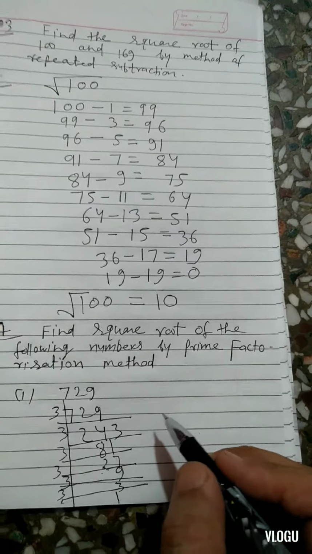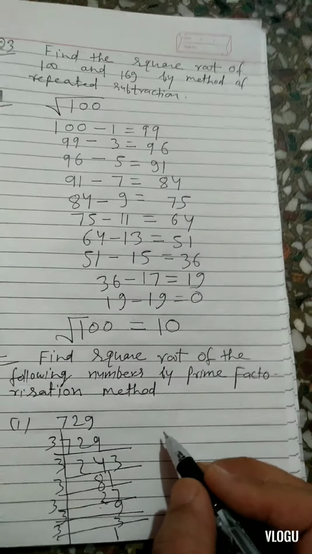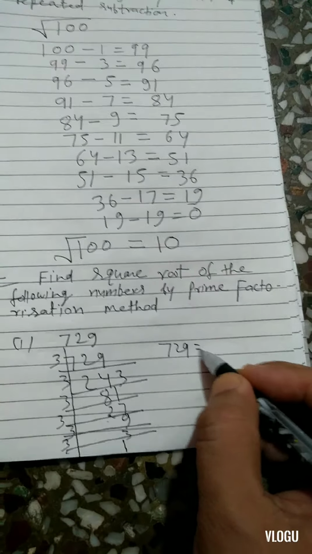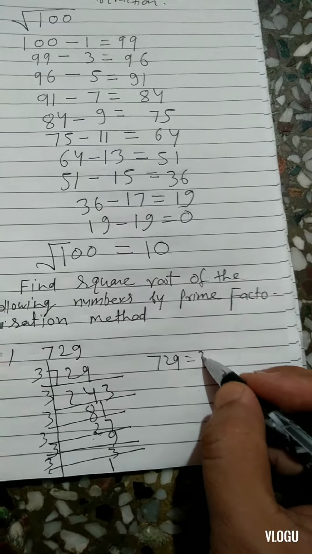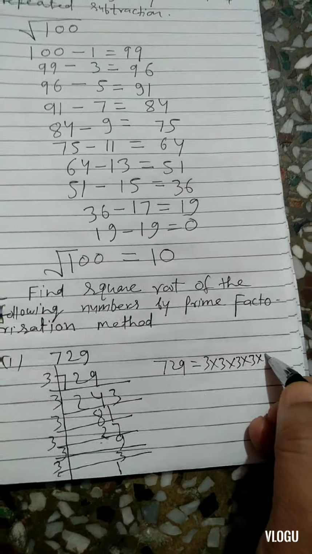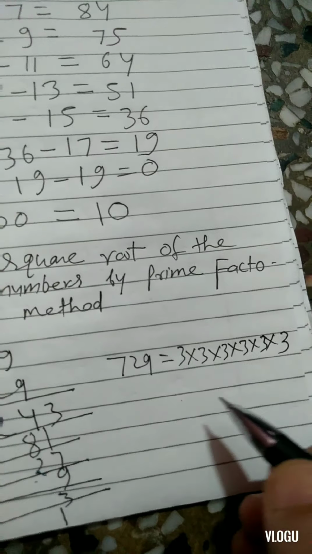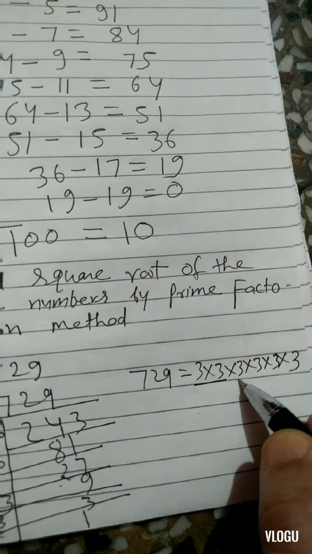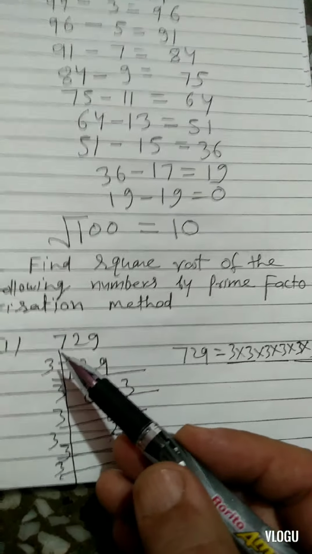So its prime factors are: 729 has 6 prime factors, 3 into 3 into 3 into 3 into 3 into 3. Okay, students. Now make pairs. Pairs of 2. 1 pair, 2 pair, 3 pair.